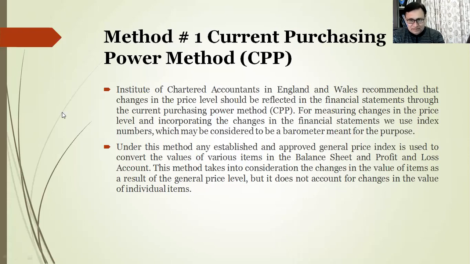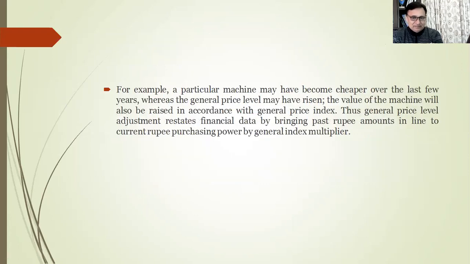In the financial statement, the current purchasing power method takes into account the index number, which may be considered as a barometer for the purpose of conversion. So on the basis of this, we will calculate the conversion factor. For example, this method will not take into account the individual value of the assets. For example, a particular machine may have become cheaper over the last few years, whereas the general price level may have risen. The value of the machine will be raised in accordance with the general price index.